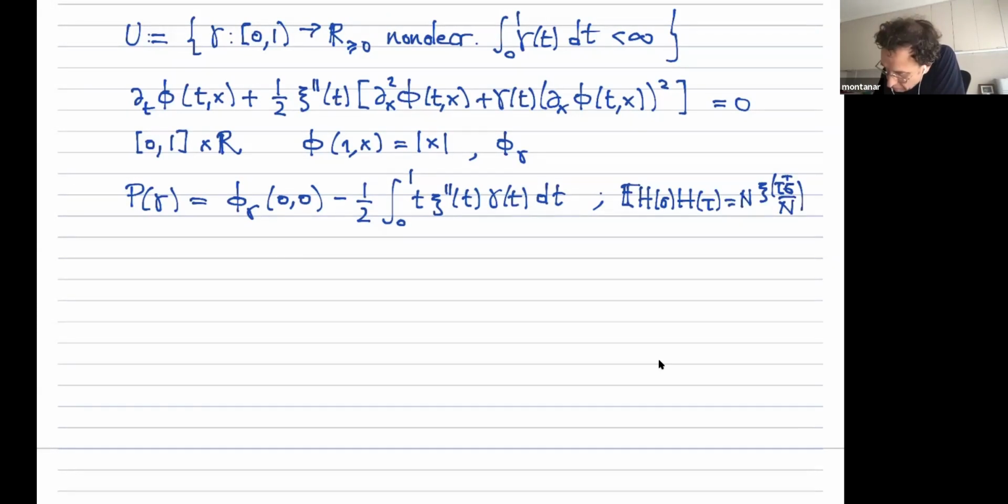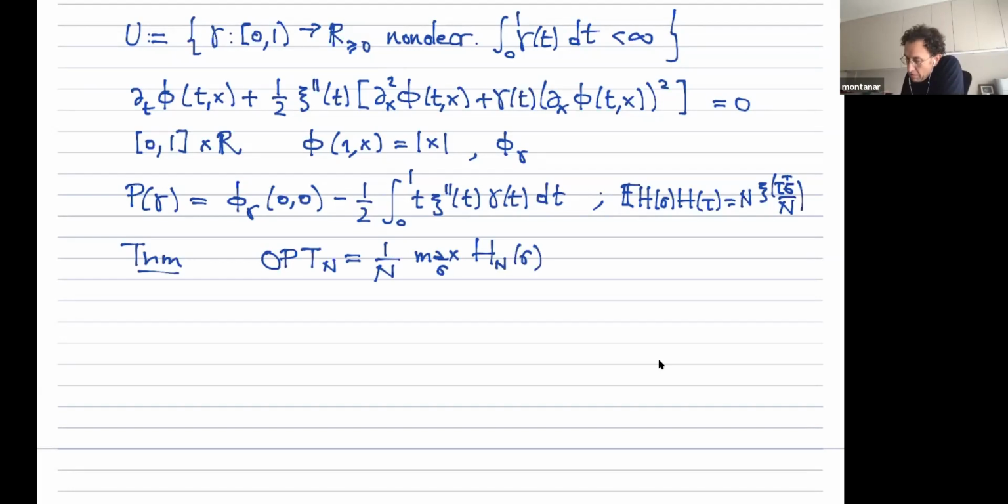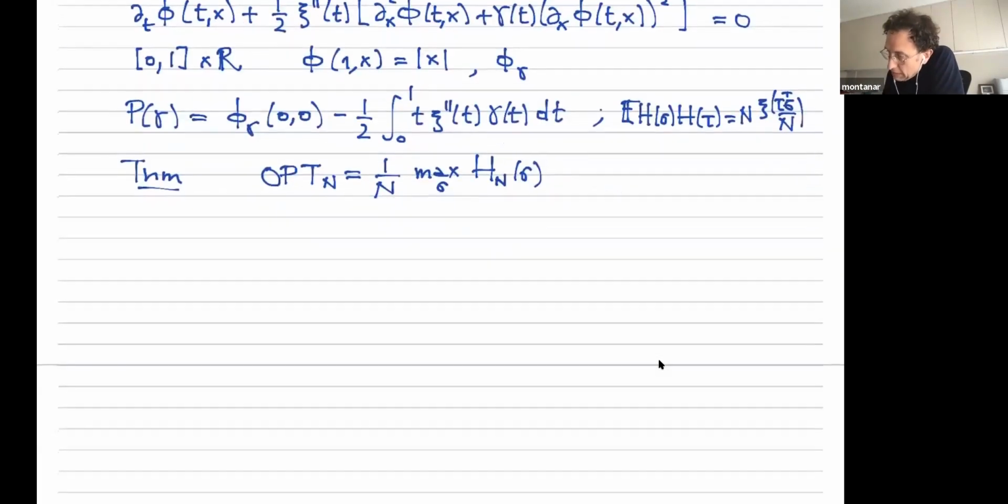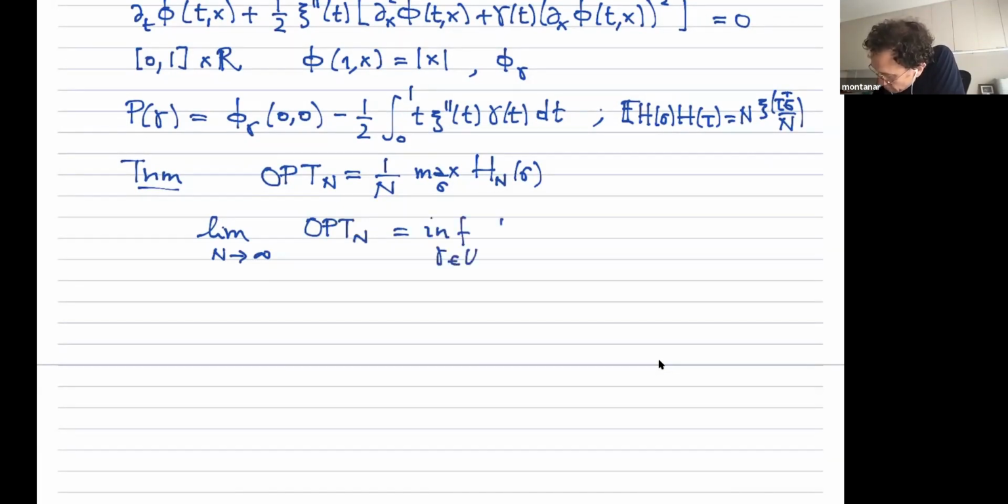Now what the theorem says, again I cite it without authors, but it's easy to find out how to prove this from our notes, for instance. Look at the maximum of this Hamiltonian, and the value of the optimum is given by the infimum over gamma in this space U of P of gamma.